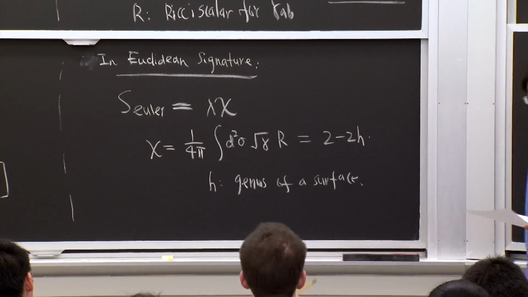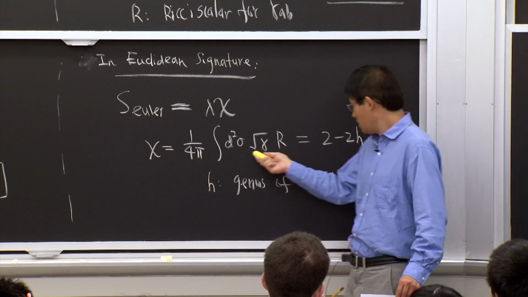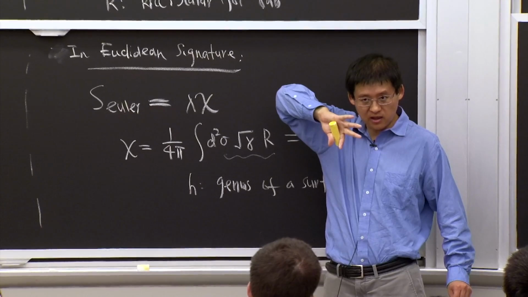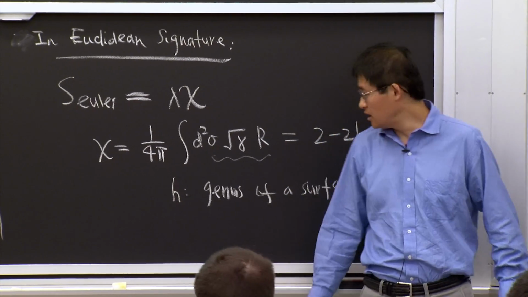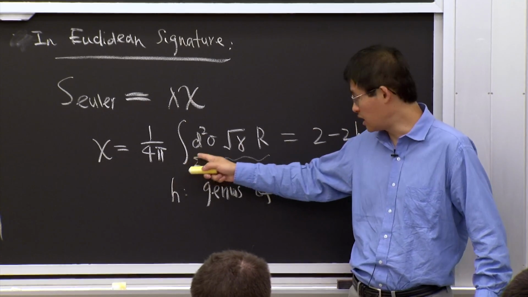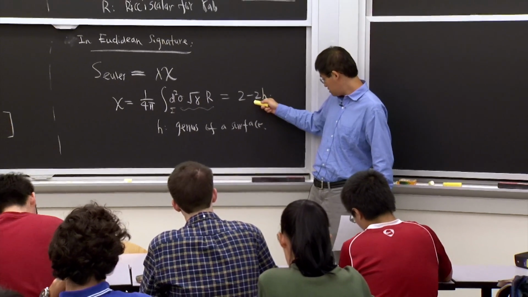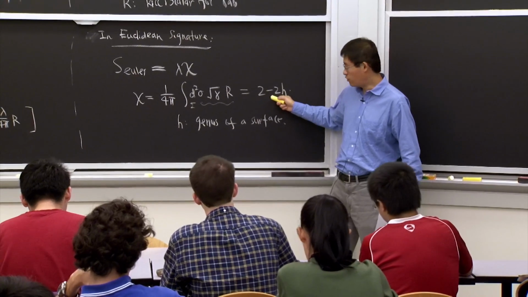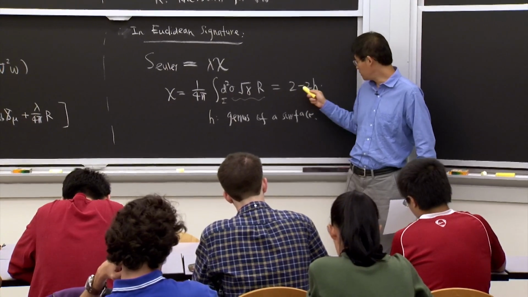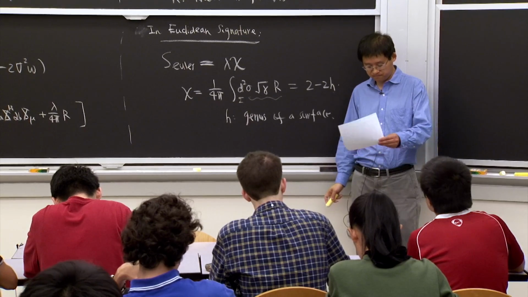This is only true in 2D. In 2D, even though this is locally a total derivative, you cannot write it as a total derivative globally. So when you integrate it over a manifold with non-trivial topology, this is non-vanishing. It gives you the Euler number. For example, if you integrate it on the sphere, you find this number is 2, corresponding to h equal to 0. And if you evaluate on the torus, you find this is 0, etc.